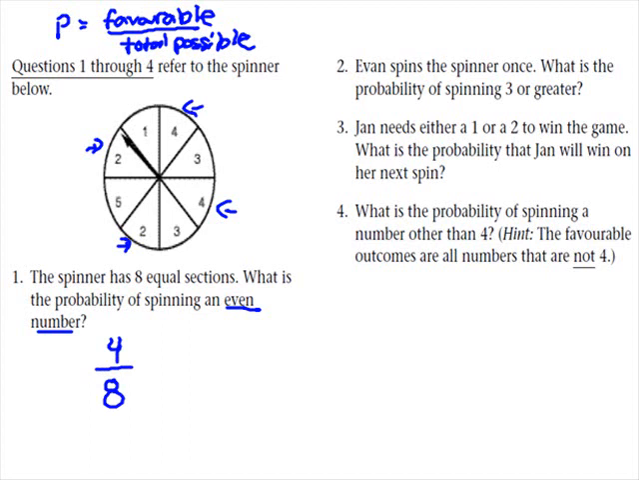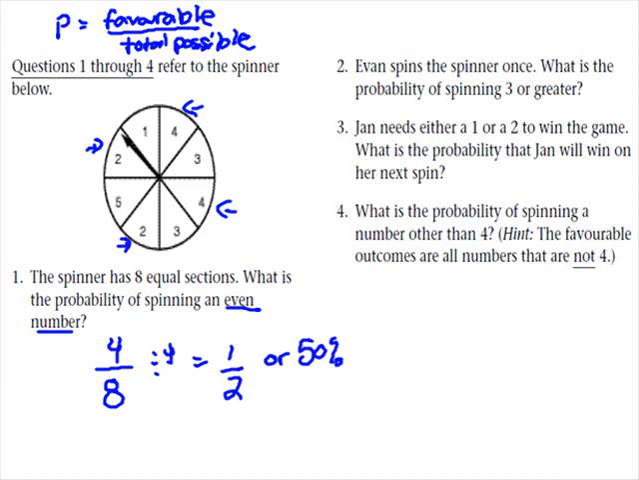When you write your probability, make sure you reduce your fraction as well. So the probability of spinning an even number is 1/2, or if you want to change it to a percent, 50% chance.